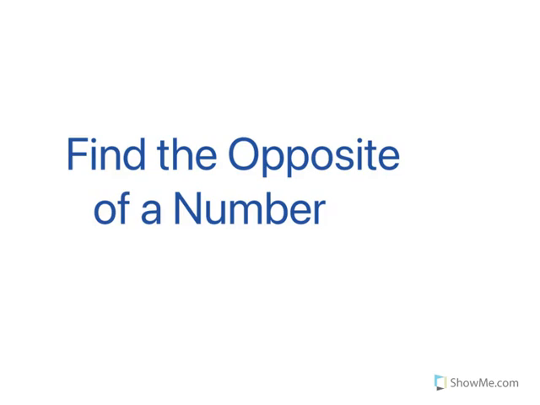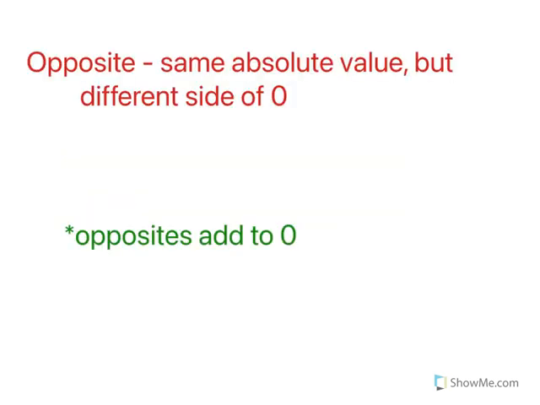The opposite of a number? Well, what does the word opposite mean? Well, opposite means it's the same absolute value, but different side of zero. And when you think about that, absolute value means distance.